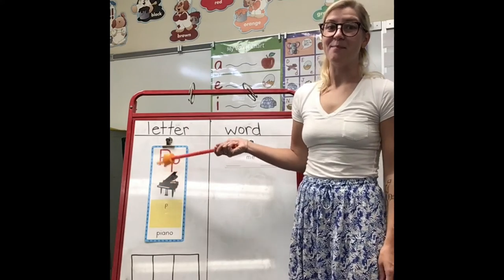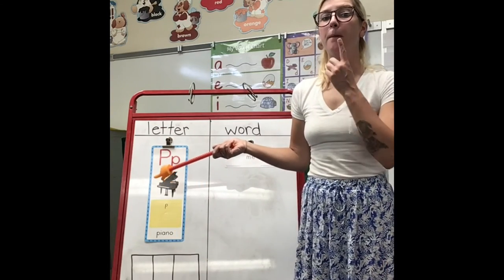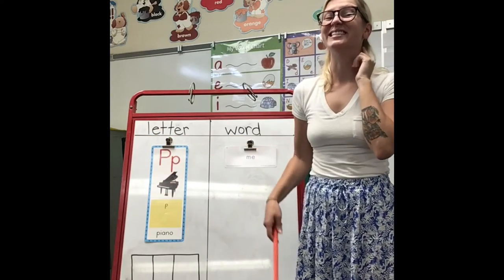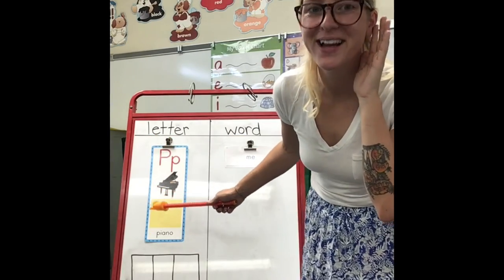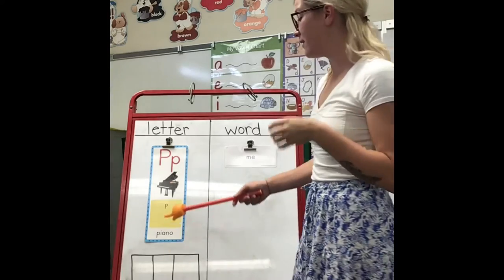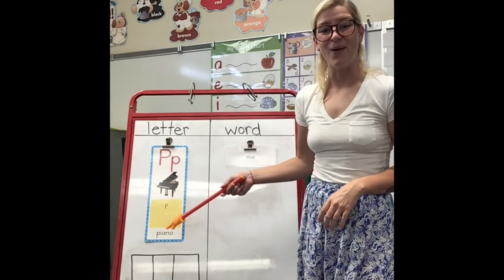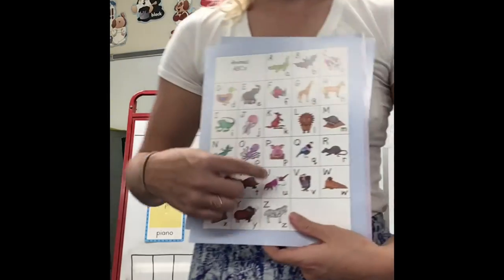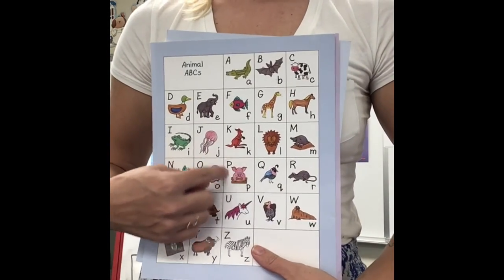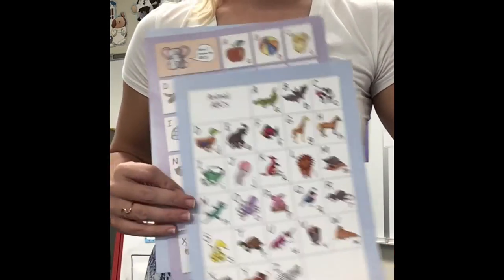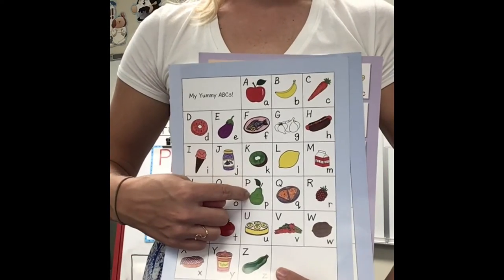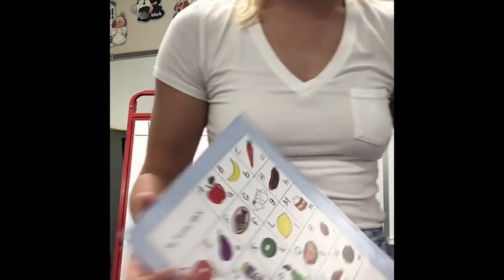This is the letter P. The letter P stands for the sound P. What's the name? P. What's the sound? P. P is the sound that we hear at the beginning of the word piano. We also know some other things that start with the sound P, like pig from our alphabet chart from the P square, and like pear from our alphabet chart from the P square.